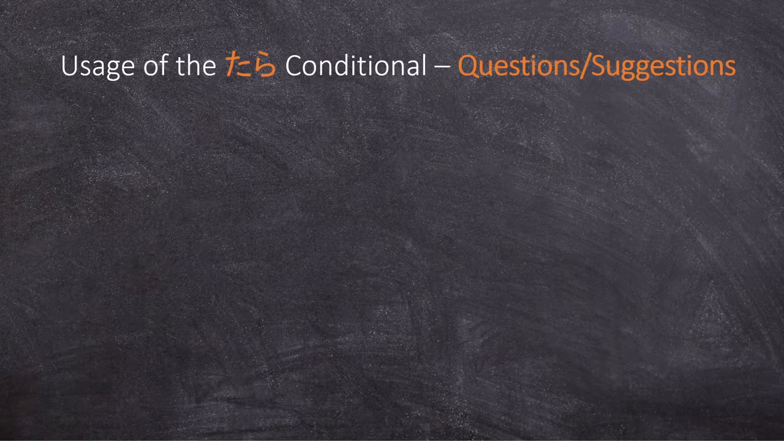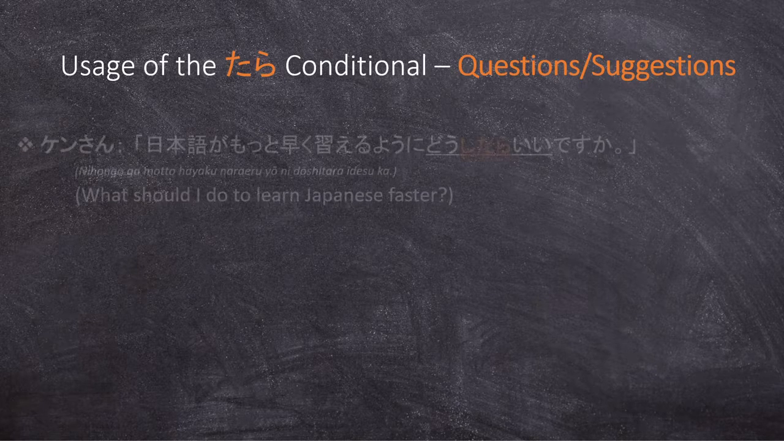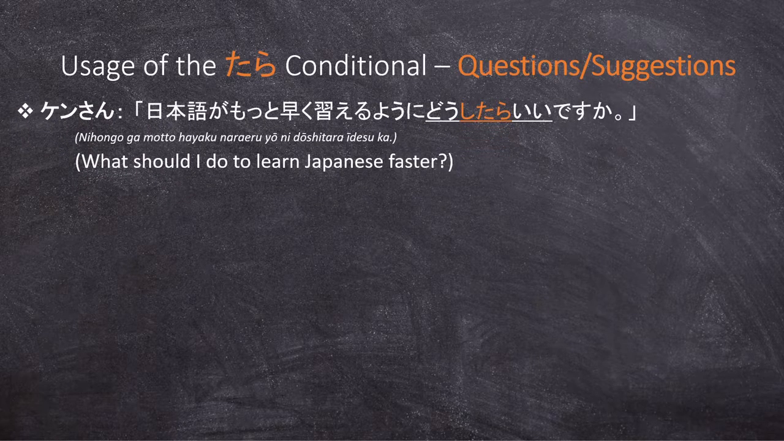Now that we have covered the usage of Tara to express a certain time sequence between actions, now let's see Tara used to convey questions and suggestions made in response. Let's say that Mr. Ken here is studying Japanese, and at some point of his studies he would ask something like this. 日本語がもっと早くなれるようにどうしたらいいですか? What should I do to learn Japanese faster?